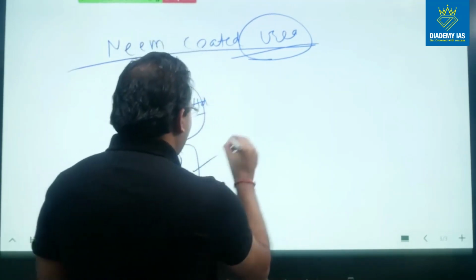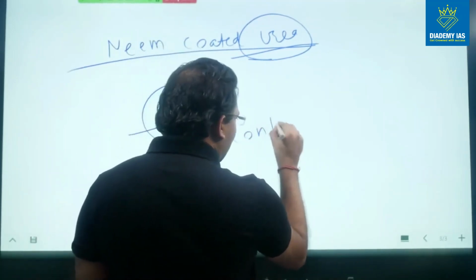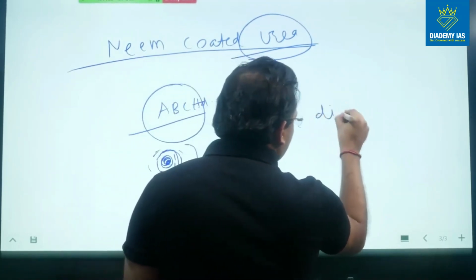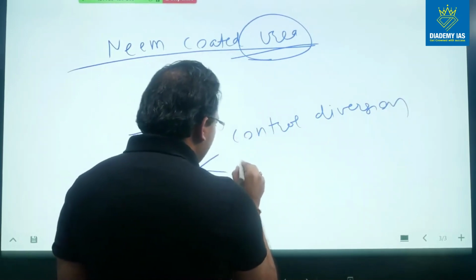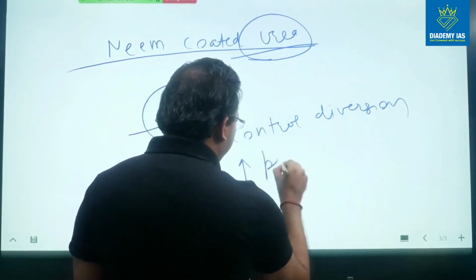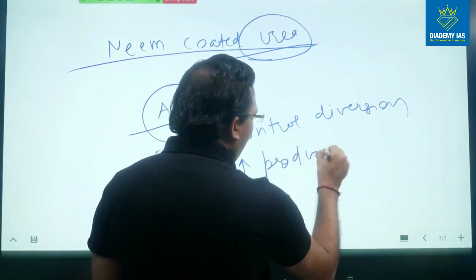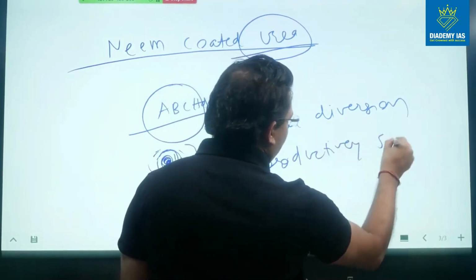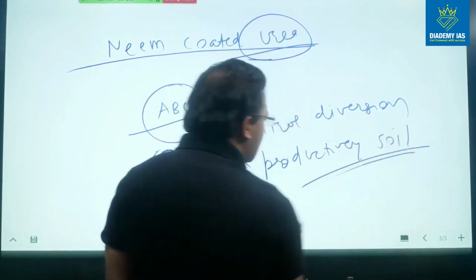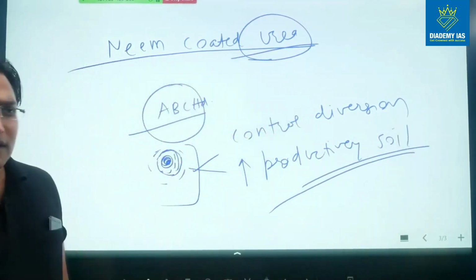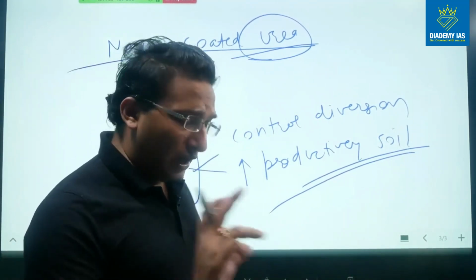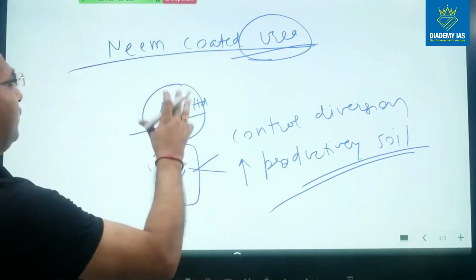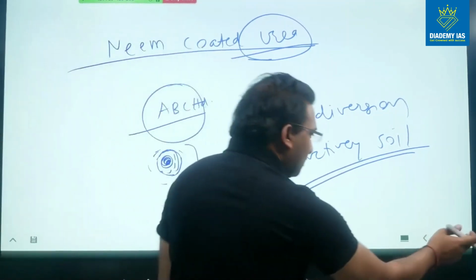So it will control the diversion of fertilizer, as well as this is also beneficial for the increase of productivity of the soil, right? So neem oil also has its own benefit. So not only to control the diversion, but also to increase the production of soil, productivity of soil. This neem coated urea was given, right?